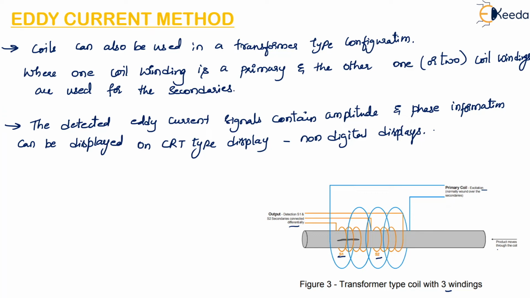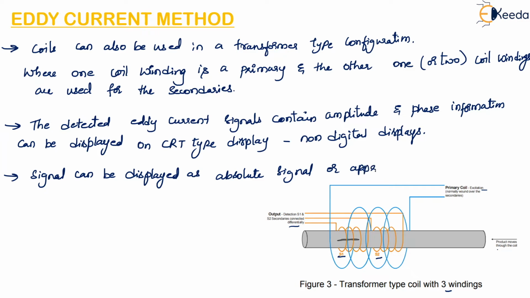So the signals may be displayed as the actual or the absolute signal which we have received, or with the appropriate electronics only a signal change is displayed.